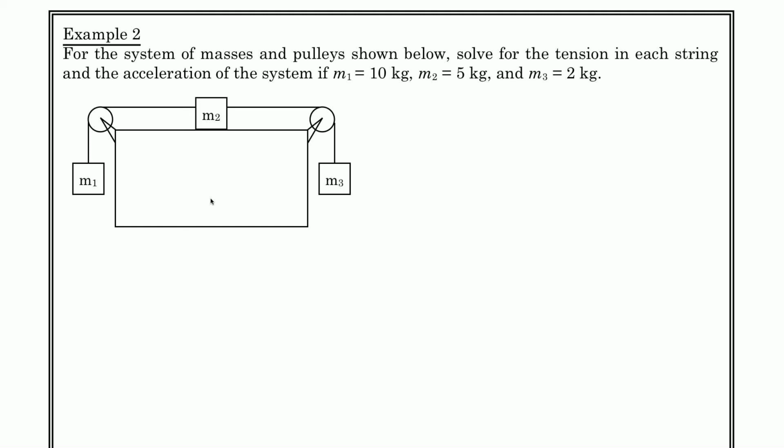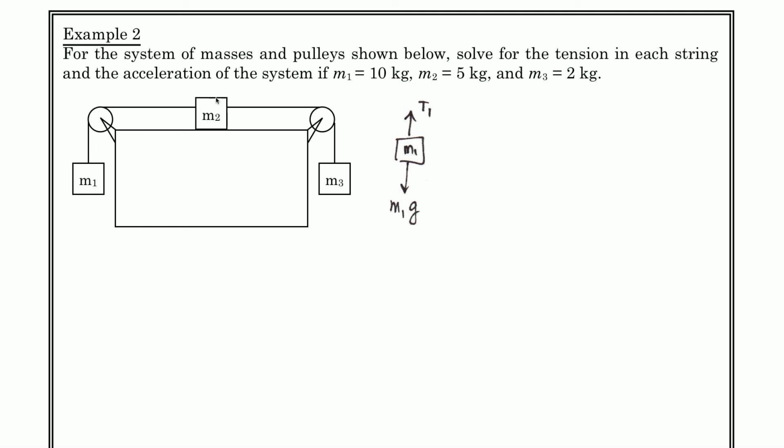The first thing that we do is we say, let's assume a direction for this. Because this is 10 kilograms and this is 2 kilograms, let's say that this one falls and that this one rises. So we can create our free body diagrams. Here is mass 1. We've got M1g, the force of gravity, pointing downwards, and we've got the first tension pointing upwards. That's the tension in this string, T1.